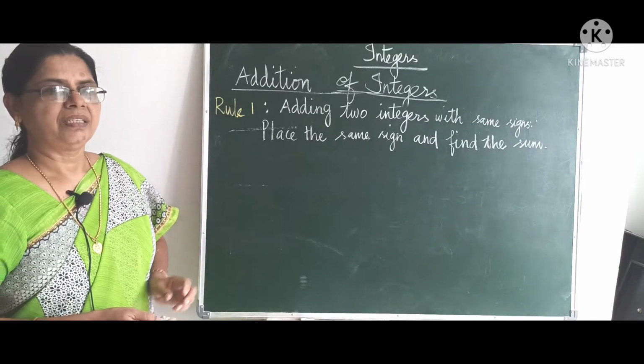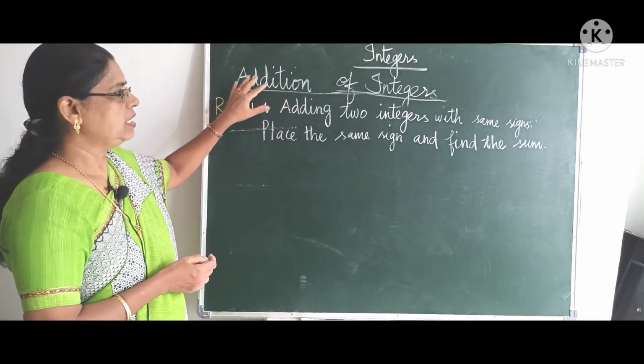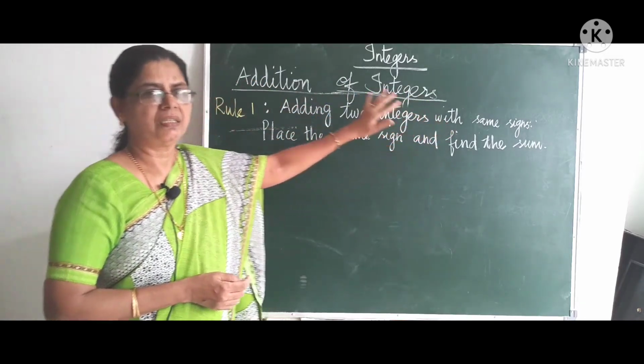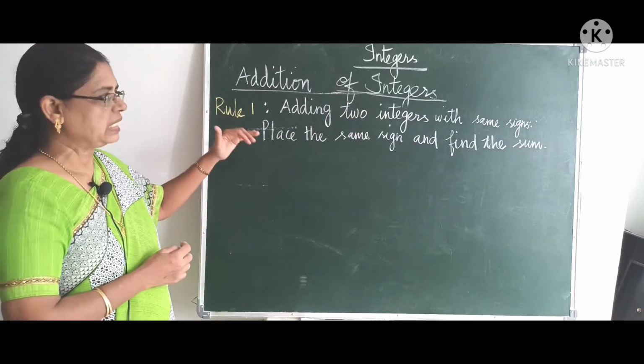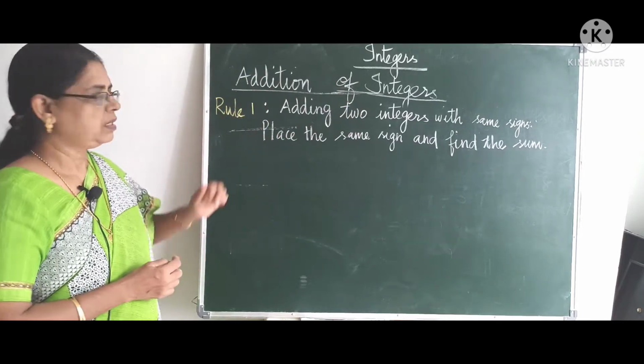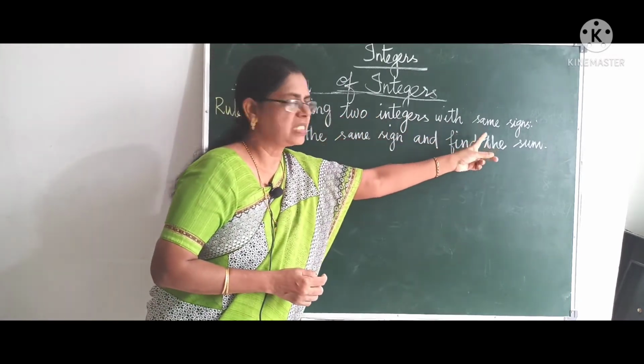Hello children, in this video we are going to learn about addition of integers. For addition of integers there are two rules. Let us learn those rules one by one. First rule is adding two integers with same signs.